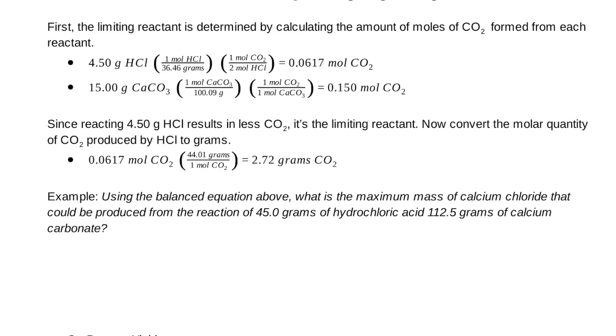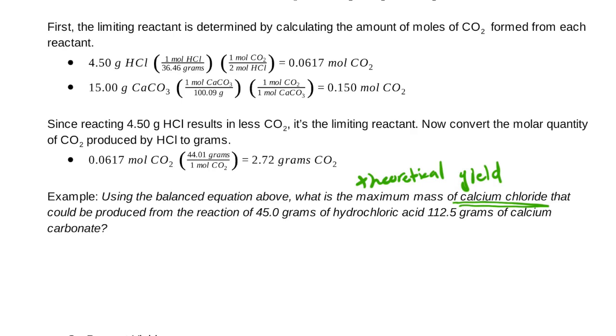Using the balanced equation above, what is the maximum mass of calcium chloride that could be produced from the reaction of 45 grams of hydrochloric acid, that's HCl, and 112 grams of calcium carbonate? The first thing I'm going to do is figure out what the limiting reactant is, and then what I'm going to do is figure out what the theoretical yield is. And I'm being careful here because the question asks about the maximum mass of calcium chloride. So maximum mass is the same thing as theoretical yield. It's that which is theoretically possible.